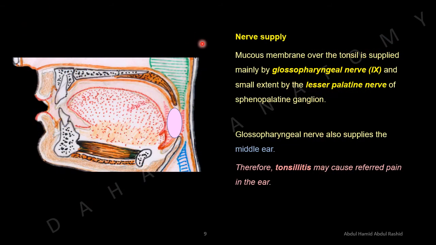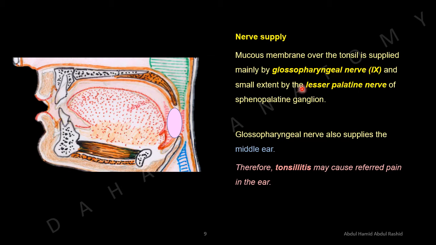Nerve supply of the palatine tonsil, the sensory nerve supply. As you know, palatine tonsil is located in the oropharynx. We know that sensory supply to the oropharynx is from the glossopharyngeal nerve, that is the ninth cranial nerve. If it is so, mucous membrane of the tonsil is also supplied by the glossopharyngeal nerve.